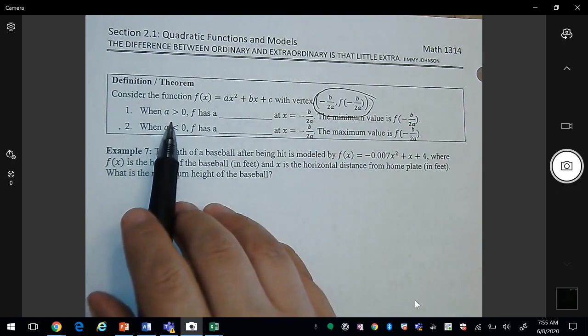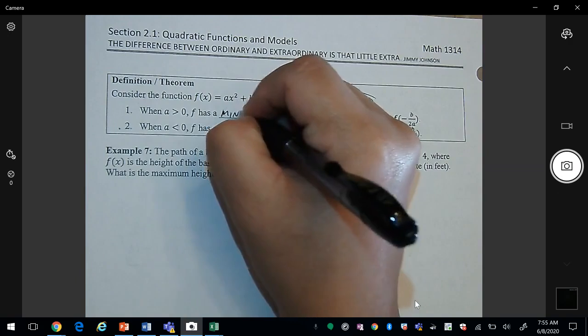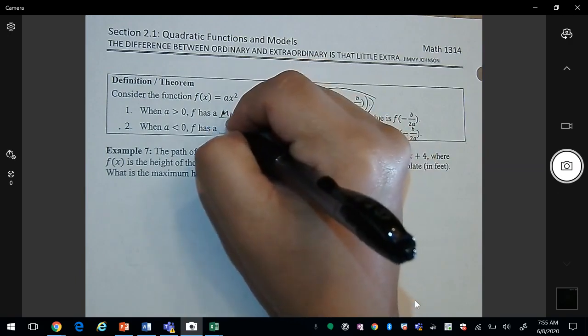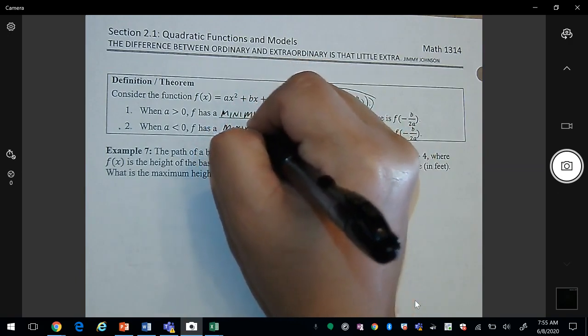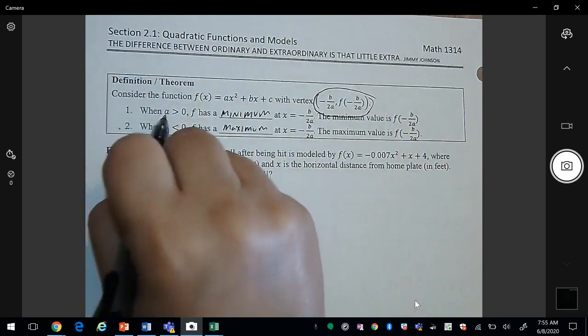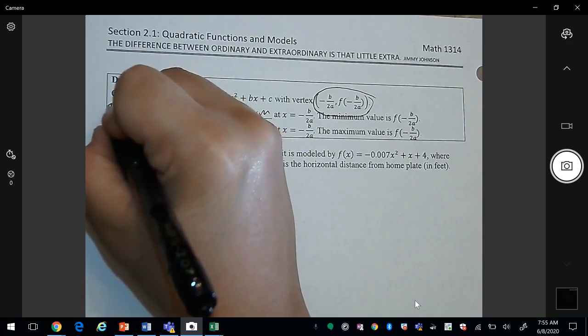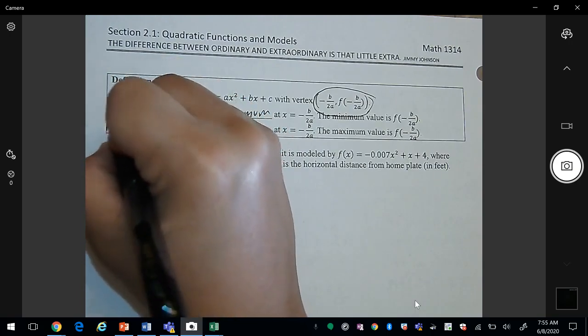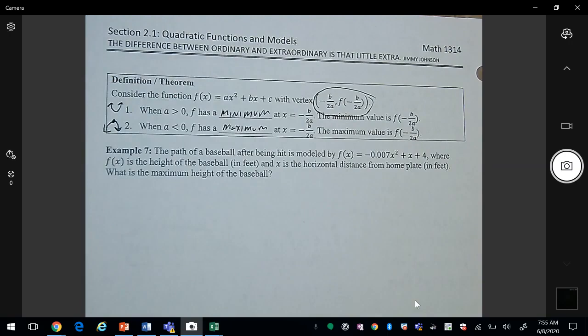When a is greater than 0, then we have a minimum. And when a is less than 0, we have a maximum. And the reason is if a is greater than 0, it's going to open up. And if it's less than 0, it opens down, creating that maximum here.